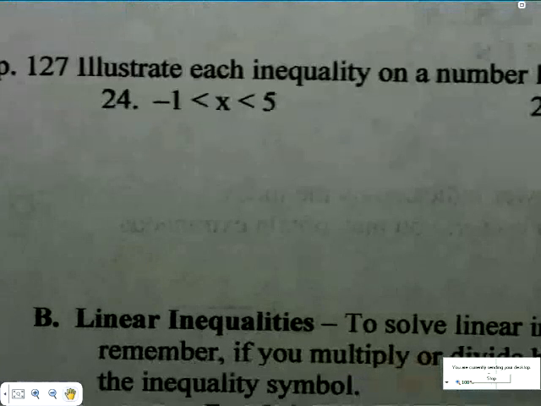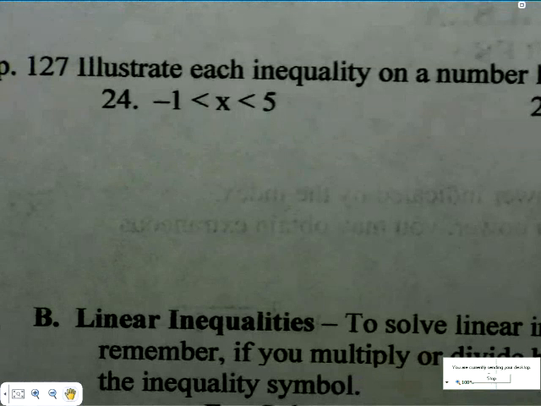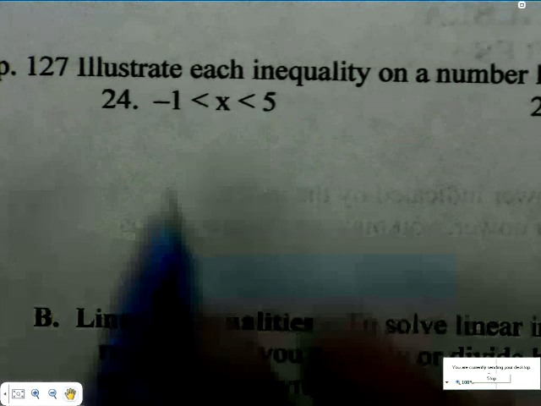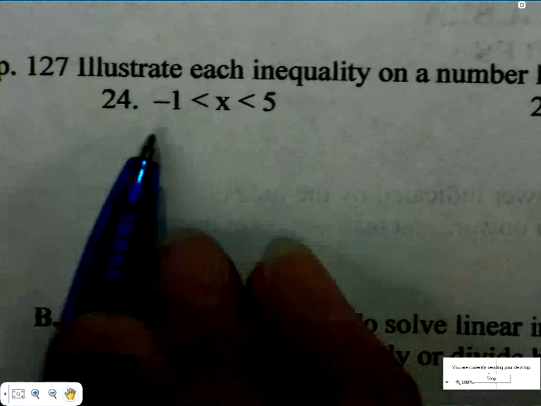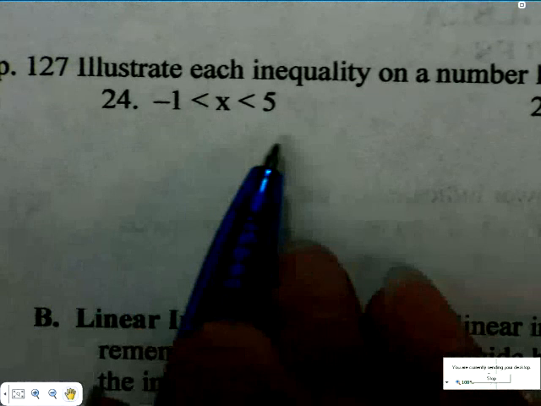Illustrate each inequality on a number line. That means graph it. Write each inequality using interval notation. If I told you to graph this compound inequality, -1 is less than x is less than 5, where would you shade on the number line?